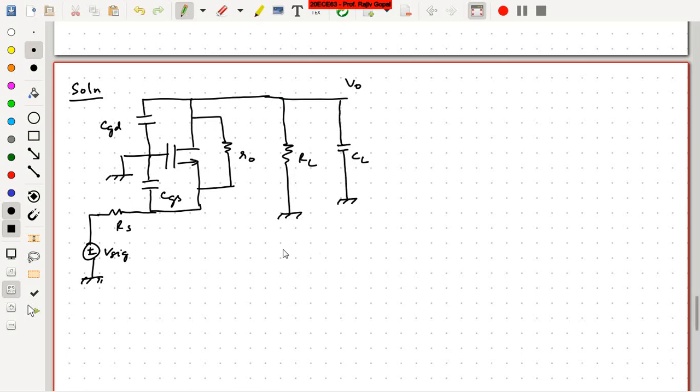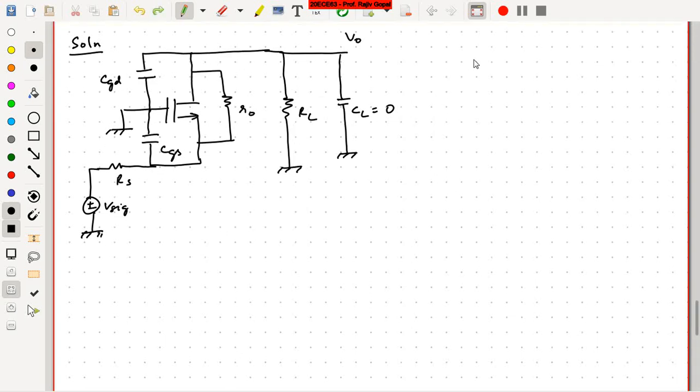Okay. So for this, find out AV, RN, Rout and FH. So first, obviously here CL is 0. So that is what is given.